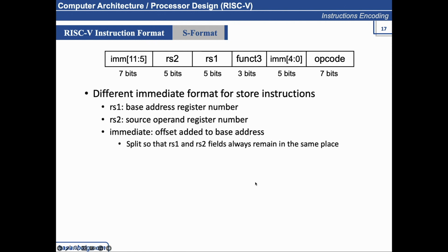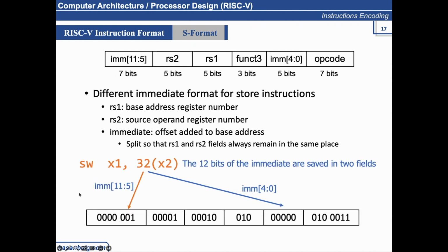So here RS1 corresponds to the base address, RS2 contains the source operand register number, and the immediate offset is split into 2 fields: the first 5 bits are stored here and the remaining 7 bits are stored here. So if we have an instruction like this, x2 corresponds to RS1, x1 corresponds to this, and this is the opcode for store instruction, and this immediate field is split. The first 5 bits are placed here, the remaining 7 bits are placed here.